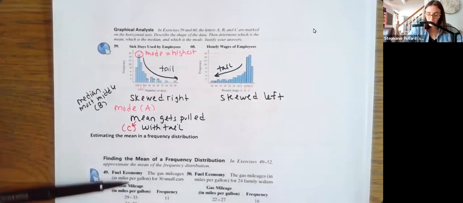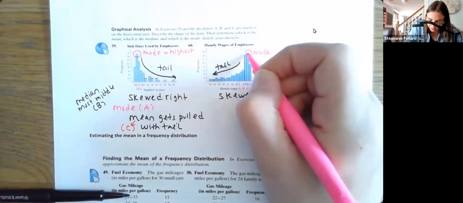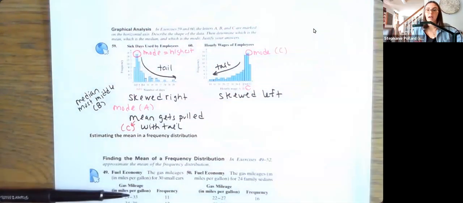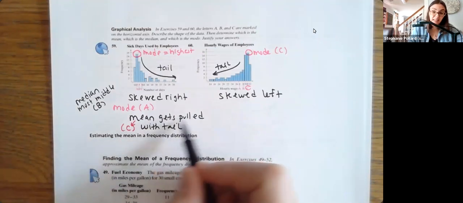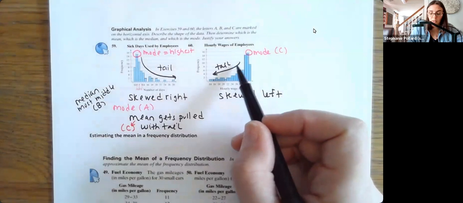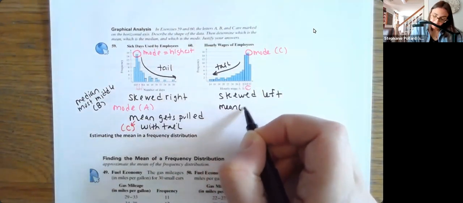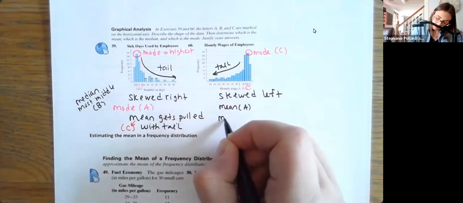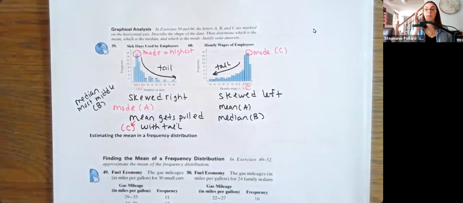Now, what happens here again, your mode is the highest. So the highest bar is this one right here. And if I go all the way down and match it up, I see that that matches up with C. So your mode is C. Again, it's always going to be the highest bar. Now, as I mentioned before, your mean gets pulled with the tail. So what's going to happen here is the mean is going towards the left. So that must mean that your mean here is going to be A. It's getting pulled on the left with that tail. And then your median is going to be B. Again, for anything skewed, that median is going to be your most in the middle and your center there.